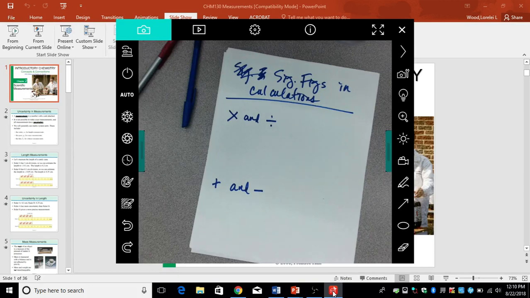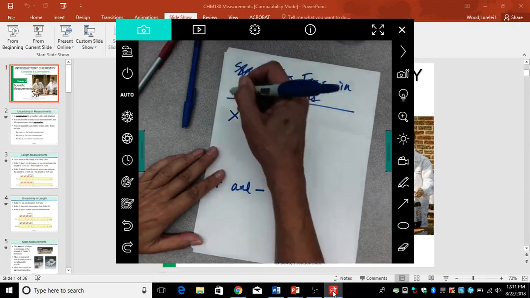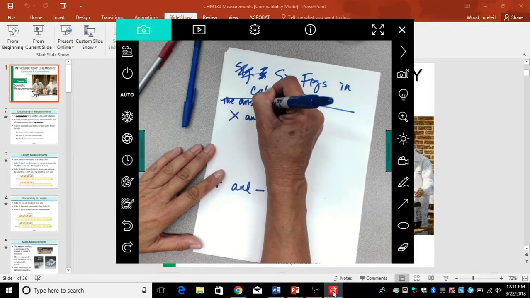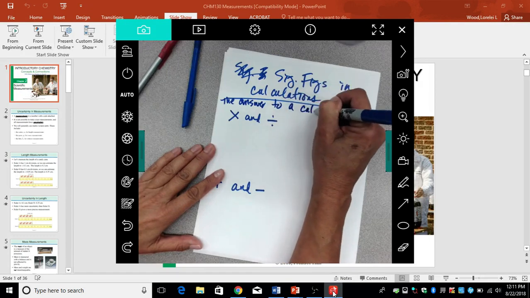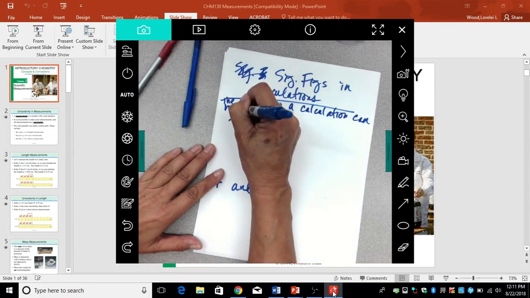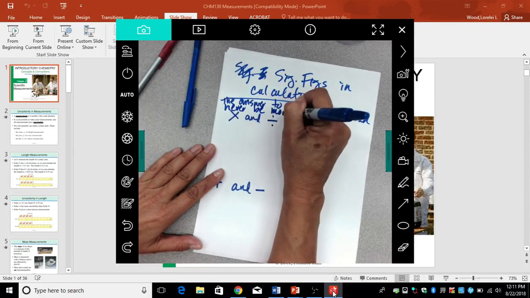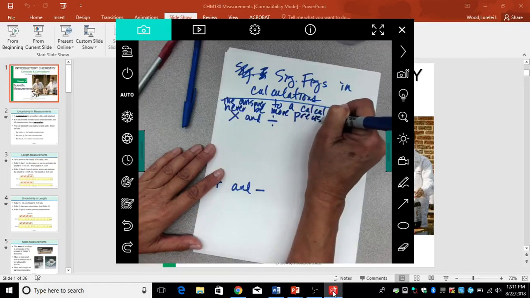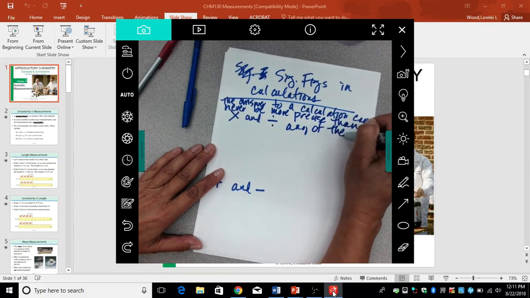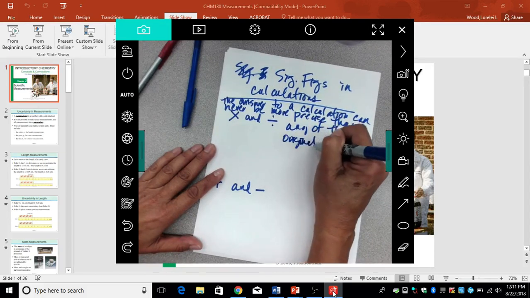Well, sig figs in calculations, here's the overriding rule. So write this at the top. Sig figs in calculations, here's the heading. Here's the overriding rule. The answer, write this down as I say it, the answer to a calculation can never be more precise than any of the original measurements.